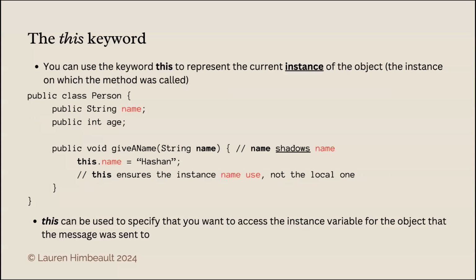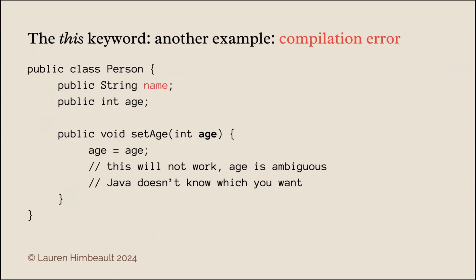Okay, so you can use the keyword this to represent the current instance of an object, right? The one that we called it on. And now we have this awesome availability of this.name not being shadowed by the local variable name. This is used to specify that you want to access the instance variable for the object that the message was being sent to. Okay, cool.